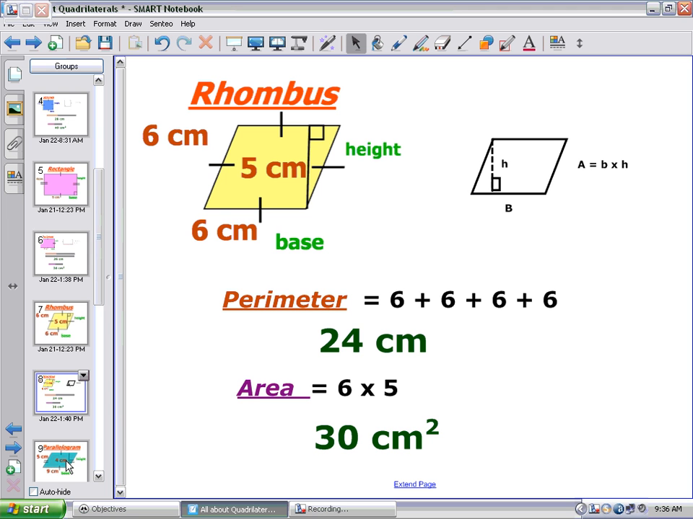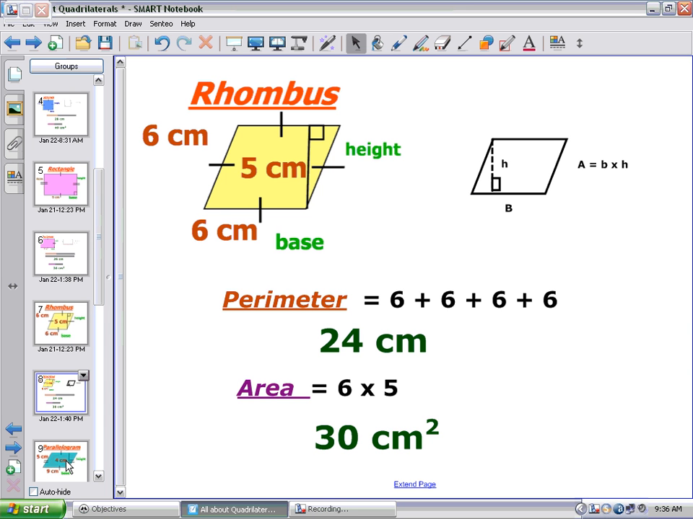The height is the distance from base to base. Now, it all depends upon your perspective of how you're looking at it, how your shape is, but remember, your height has to be perpendicular with your base. So now, my base being 6, my height, the distance between the two bases, the top and the bottom, comes out to be 5 centimeters.